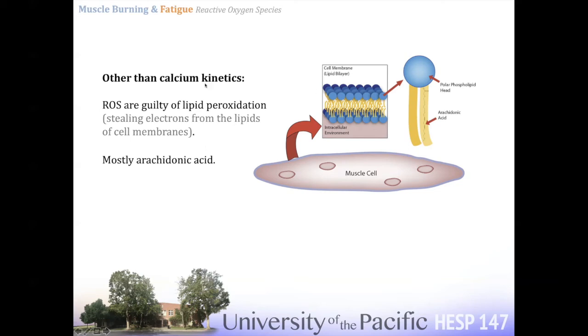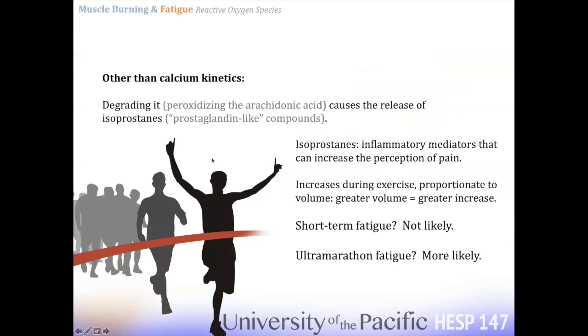One more thing as a lead in to inflammation is the reactive oxygen species. That's what ROS is. Lipid peroxidation, mostly arachidonic acid. Remember, we have unpaired electrons in these reactive oxygen species. So for stealing electrons from lipids, and again, mostly arachidonic acid, we get these isoprostanes, so prostaglandin-like compounds, and the perception of pain increases, and maybe some really long-term fatigue. You're crossing the marathon line, and pain and fatigue may be coming from some of these things.